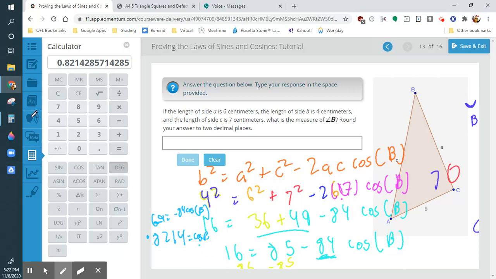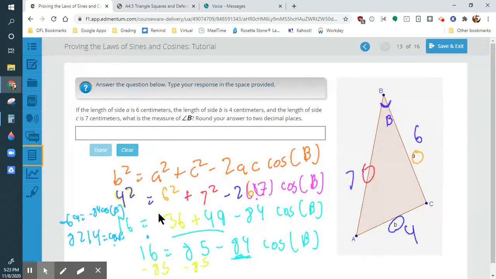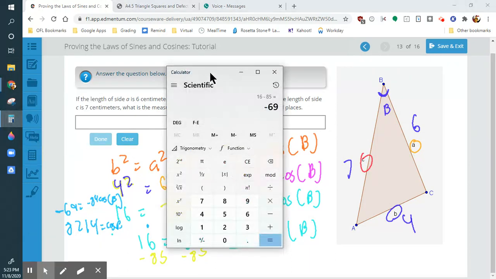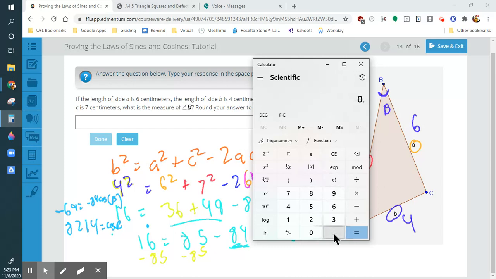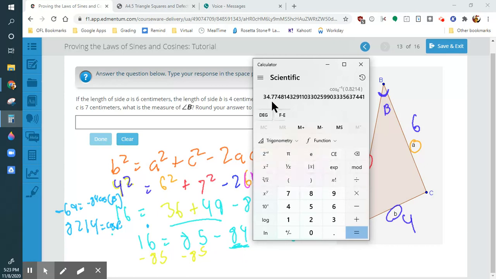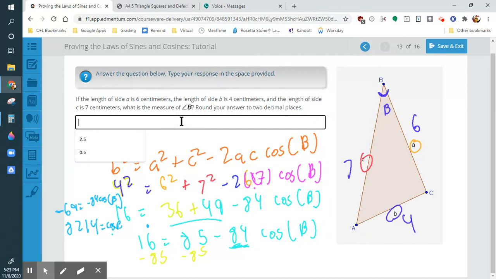So if I want to find b, I have to find the inverse cosine of this. So I'm going to do 0.8214, and I need to find the inverse cosine. I'm going to use my trig function, and I need to use the inverse cosine of this, and I get about 34.77 degrees. So let's see how picky this is. Round to 2 decimals, so 34.77 degrees.